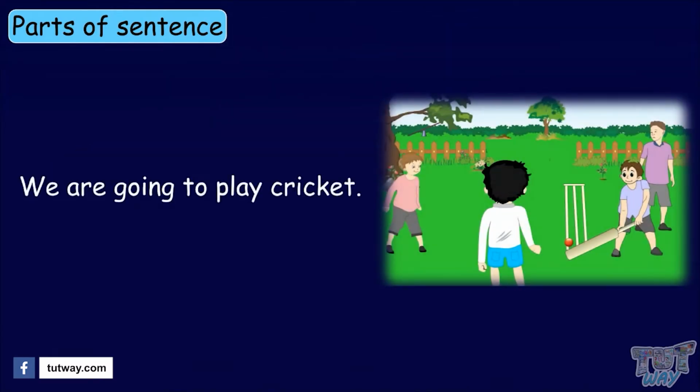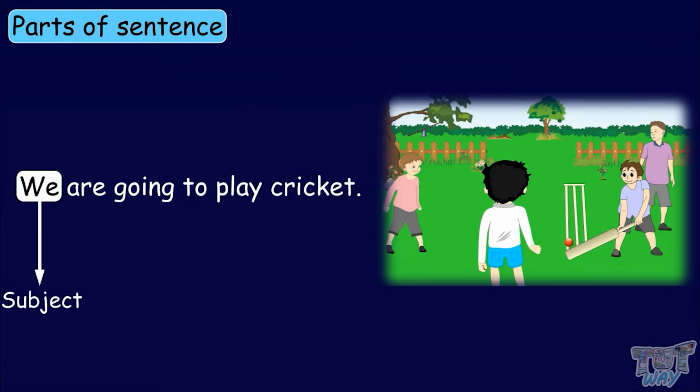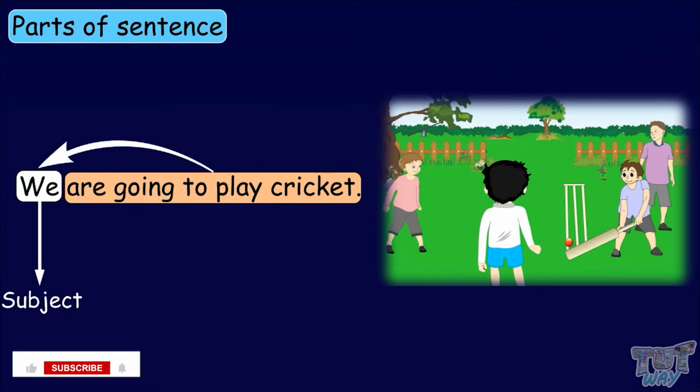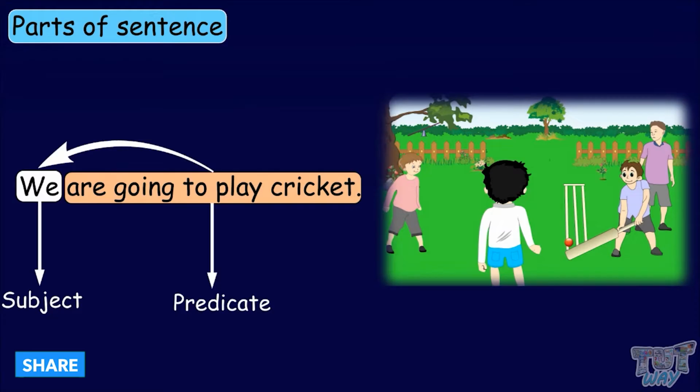We are going to play cricket. Here, the subject, that is, the one we are talking about, is we. Are going to play cricket is the information about we. So, are going to play cricket is the predicate of the sentence, and we is the subject.